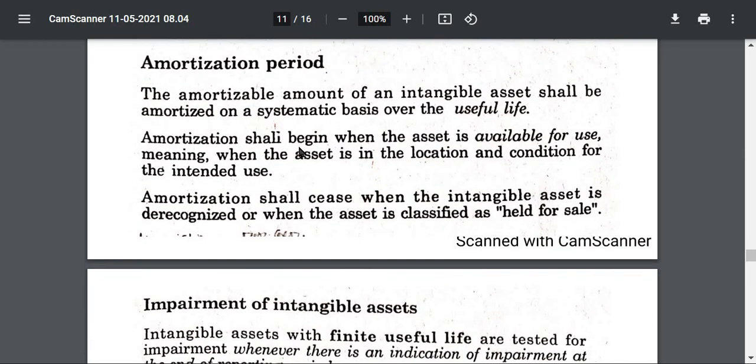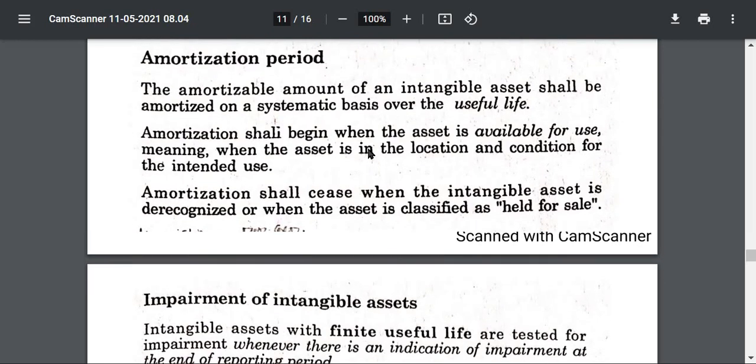So the amortization period is the what? This is the basis of how long will you amortize the cost of the intangible assets. So it shall be amortized on a systematic basis over its useful life. So kailan magsa-start ang amortization? If the asset is available for use. Meaning if the intangible asset is now available for use, then that should be the time that amortization shall start. Okay, and when the asset is in the location and it is already in its condition for its intended use, again, that's the time na magsa-start ang amortization.